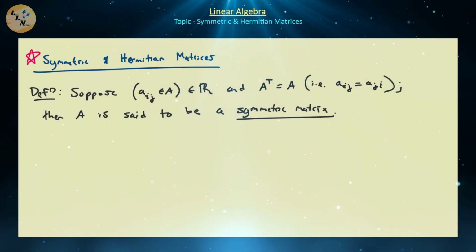Welcome back. Today we're going to continue our exploration of matrices and introduce a special type of matrix known as the symmetric matrix and a closely related matrix known as the Hermitian matrix. So first off, let us define what we mean by a symmetric matrix.